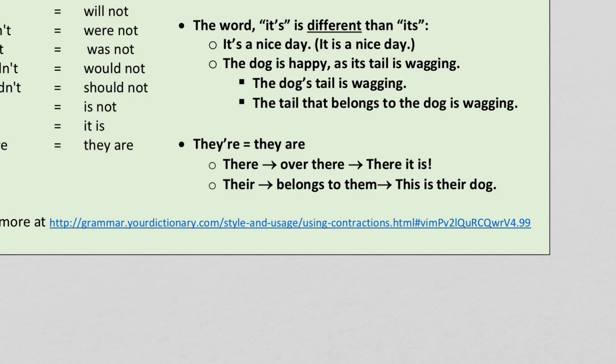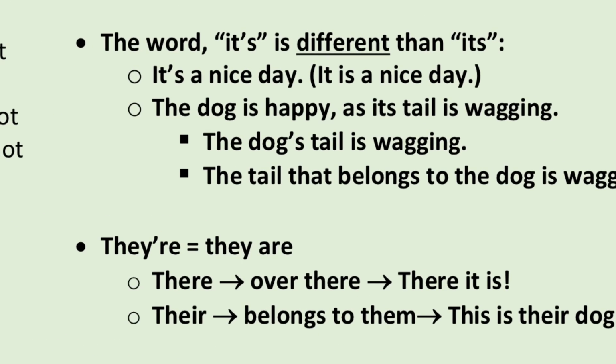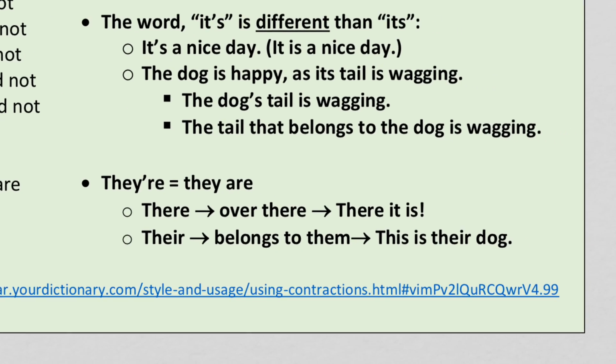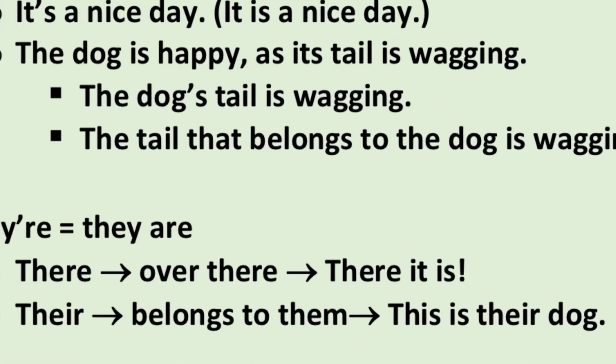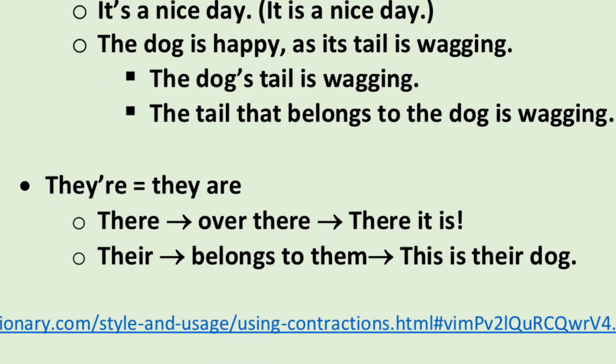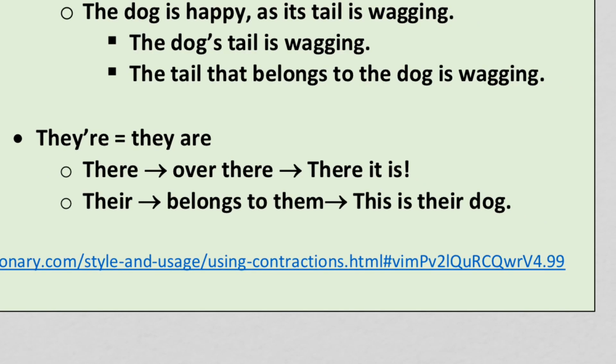The next note, the word "it's," I-T apostrophe S, is different than "its," I-T-S. Some examples. It's a nice day. It is a nice day. It's, I-T apostrophe S, a nice day. It is a nice day. Versus, the dog is happy and its tail is wagging. I-T-S, tail. So in the second example, what's happening here is that the dog's tail is wagging. The tail that belongs to the dog is wagging.